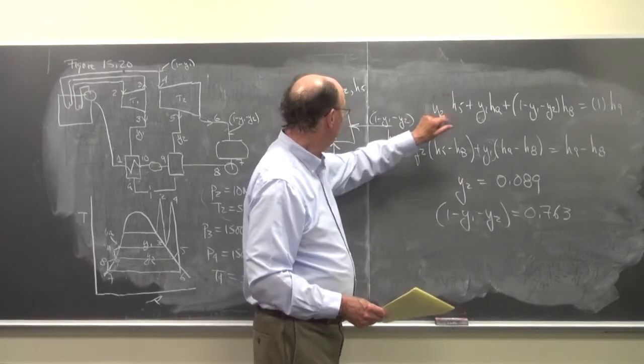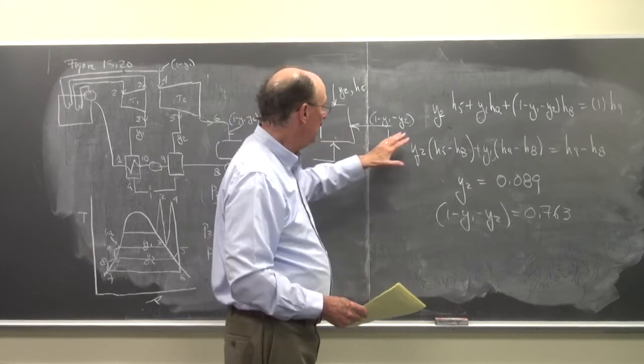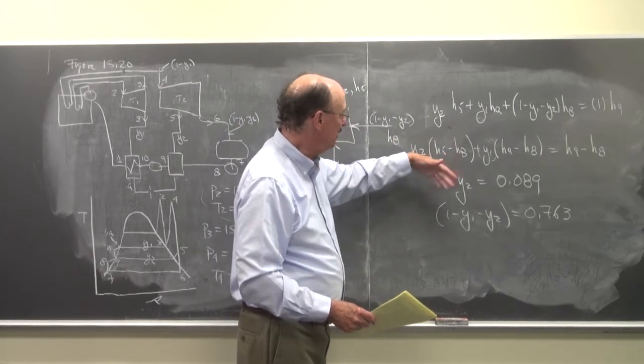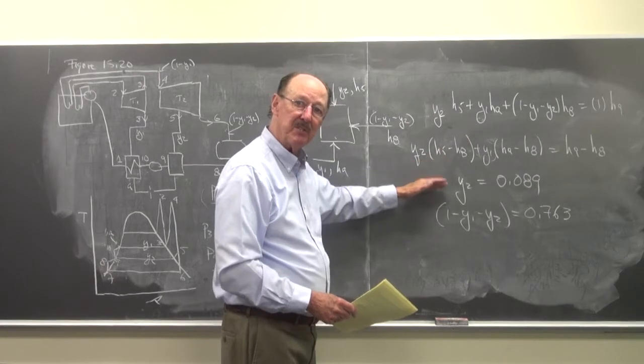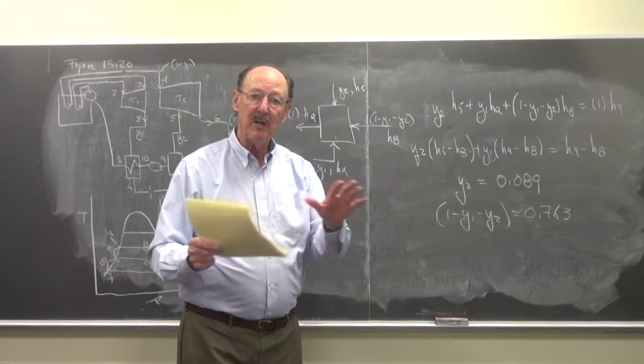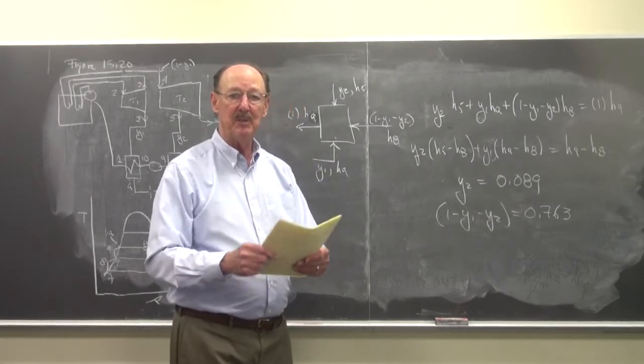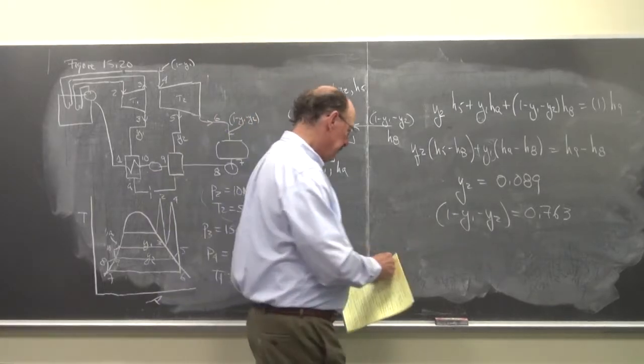So this is the first law. I have 3 things coming in and 1 thing leaving. I solve for this, substitute in, it's about 3 lines of numbers, and then I get Y2 is equal to this. So at this point, we found all the enthalpies and the mass fractions, and now we can do our first law on the turbine, the pump, the heat in, etc.